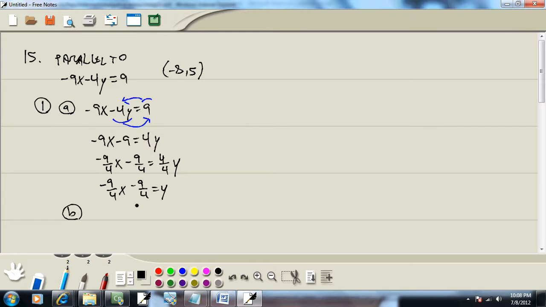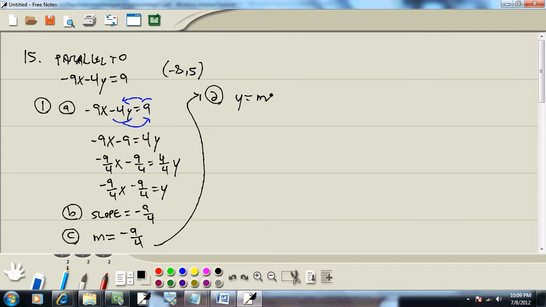Now once it's in slope-intercept form, then you can easily identify its slope. Your slope is whatever number is before your x, which is negative 9/4. So then, since it's parallel to that line, and its slope is negative 9/4, then the slope we're trying to find will be negative 9/4. The parallel is the easy one.